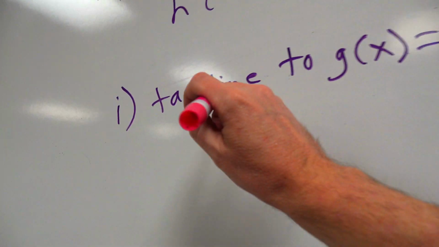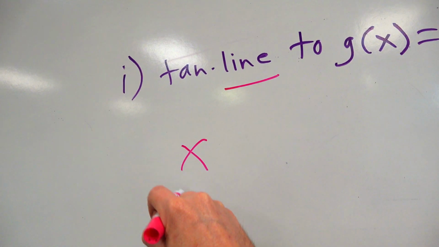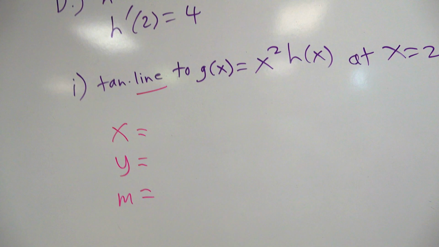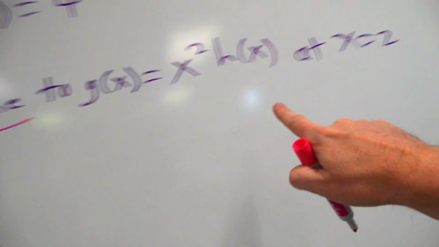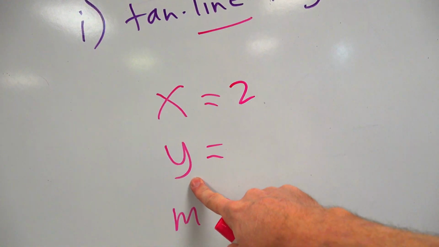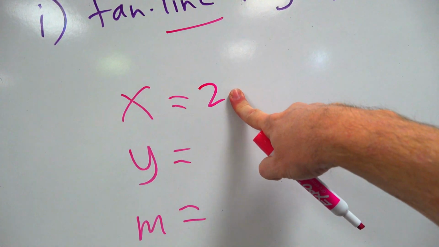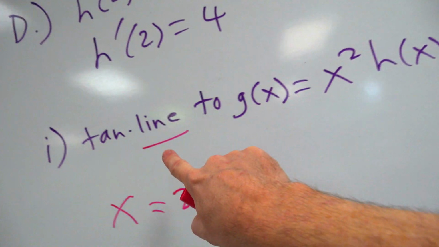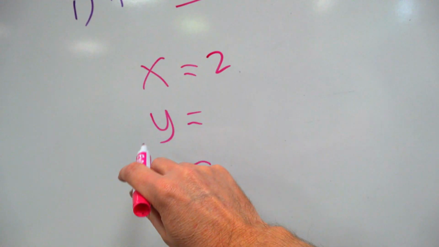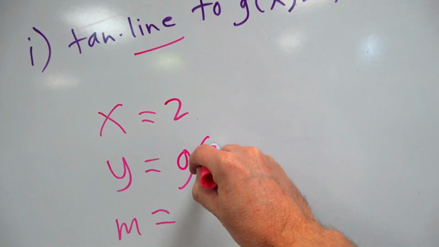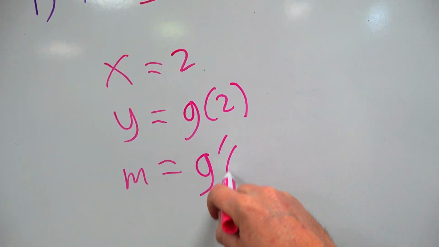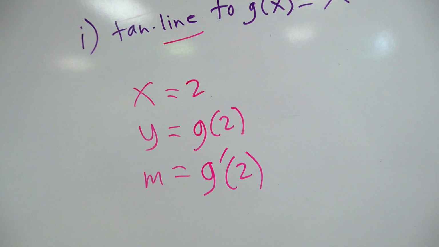Okay, so first of all, line. Three things: x, y, m. That's all I need to write any line's equation since middle school. So x given is 2. That goes there. Y. Isn't y what happens when you plug x into the original function? Now let's see, is this the tangent line to g or the tangent line to h? It's the tangent line to g. So the y-coordinate would be whatever g of 2 is, but the tangent slope would be whatever g prime of 2 is. And that's one of the major themes here.